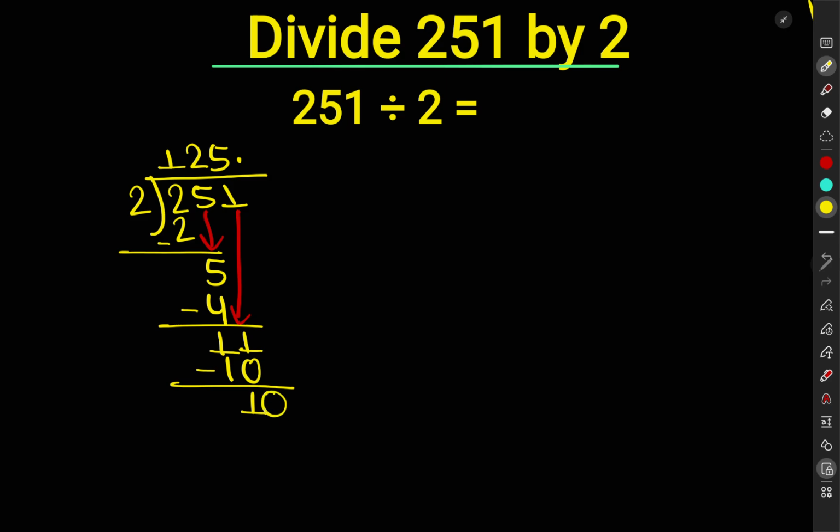So now it became 10 and 2 times 5 means 10. On subtracting we get 0. So 251 divided by 2 is 125 decimal 5.